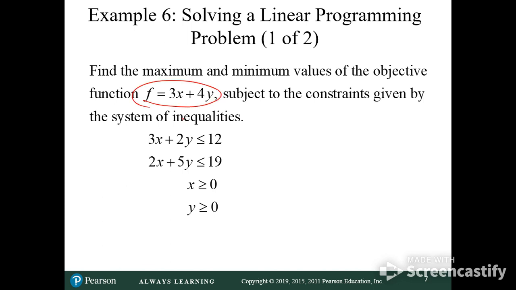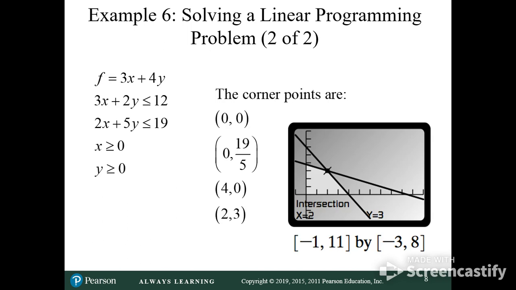Here's a function, and it's subject to the following constraints, and they ask, what is the best solution? So here are the constraints. We have a point here, a point here, a point here, and a point here where they cross. So 0, 19/5 is this point, 4, 0 is this point, and they cross at 2, 3 here. So what you do is you stick each one of these in for the f of x.